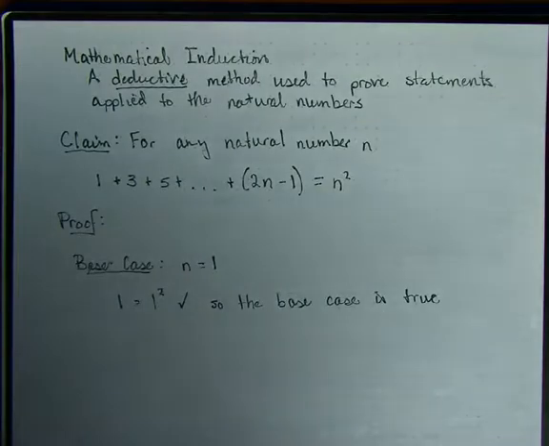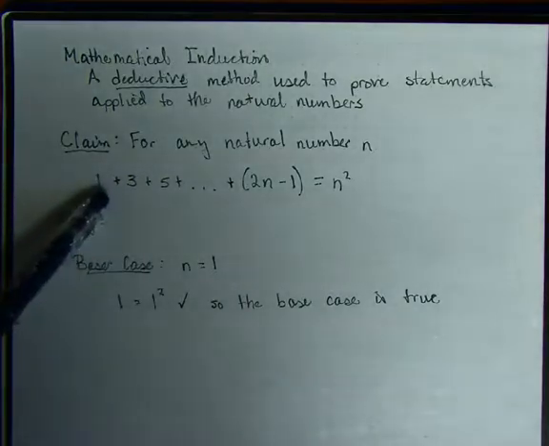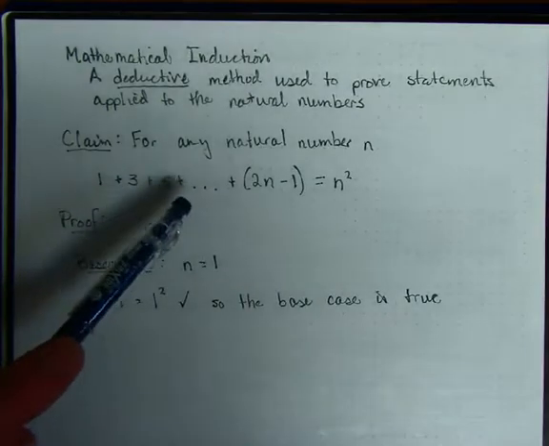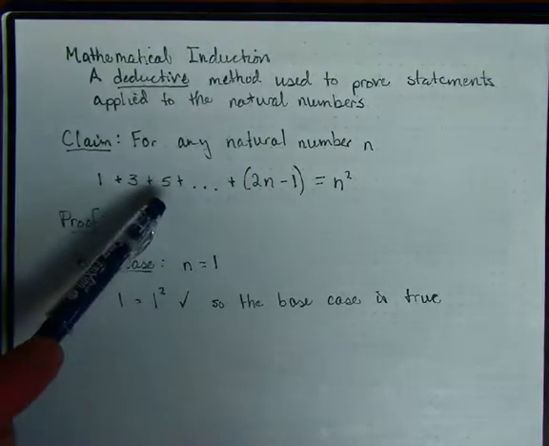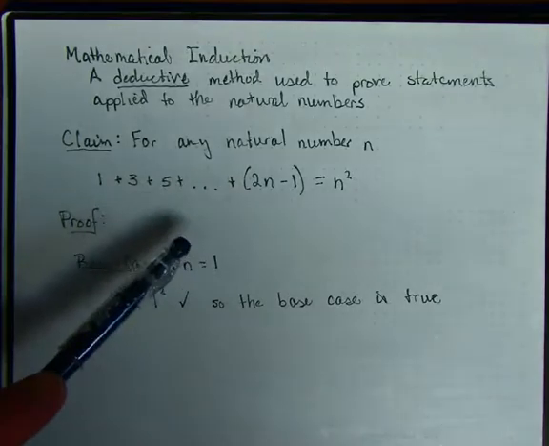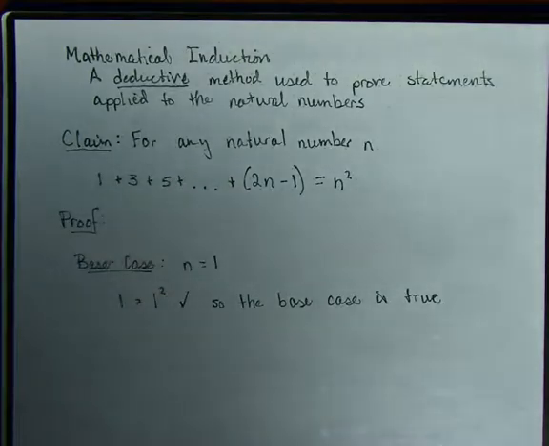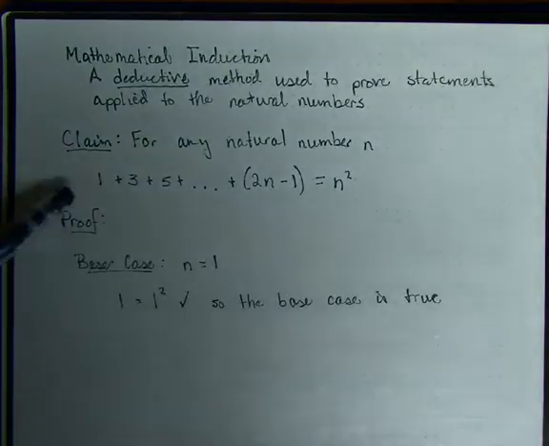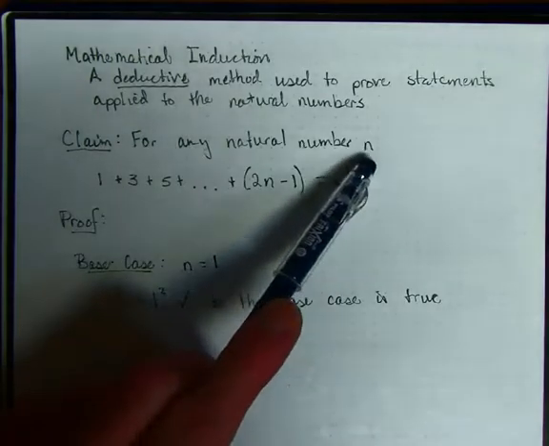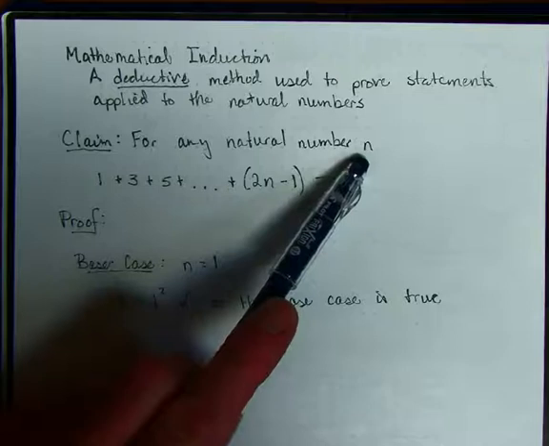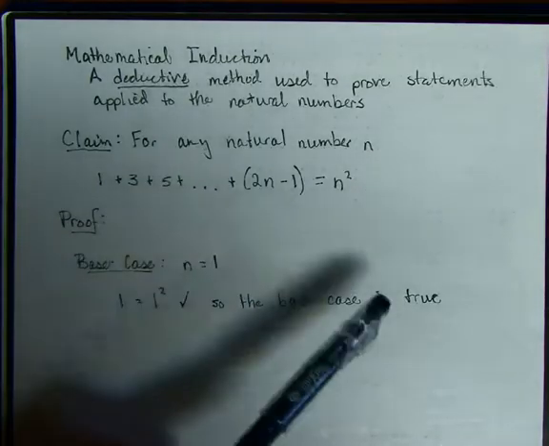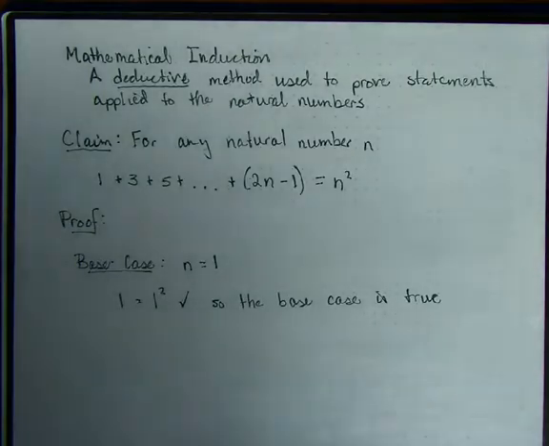If we add up the first two odd numbers, 1 plus 3, we get 2 squared. If we add up the first three odd numbers, 1 plus 3 plus 5 is 9, which is 3 squared. The sum of the first 4 odd numbers, 1 plus 3 plus 5 plus 7, is 16. If we add up the first 4 odd numbers, we get 4 squared. So this claim is saying that no matter what natural number n we use, if we add up the first n odd numbers, we will get n squared. This is a claim that is especially nice to prove with mathematical induction.